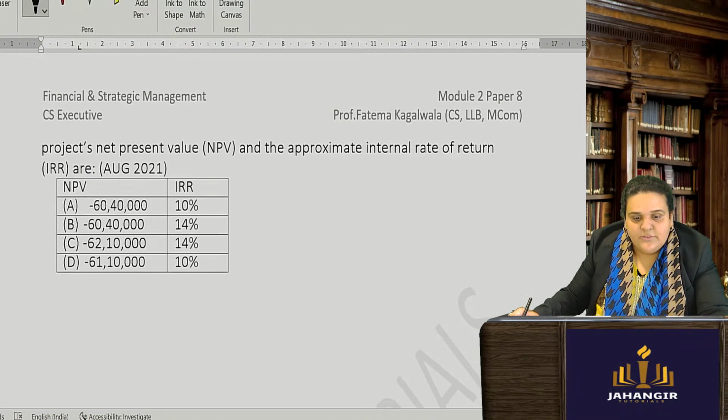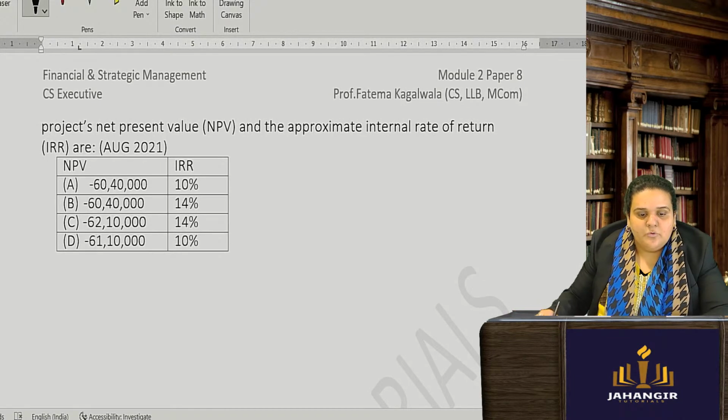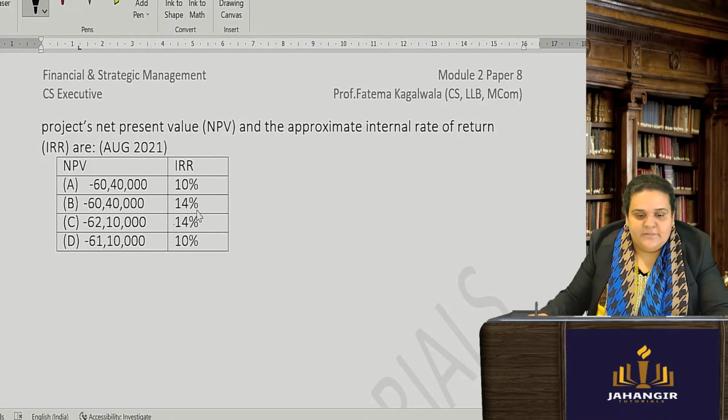If you see the answers which they have given, A, B, C, D, my NPV comes to minus 60 lakh 40,000 at 14%. So IRR cannot be 14% because NPV is coming negative. That means IRR has to fall below 14%. So IRR should be 10%. So the option is A, because in the rest two, the NPV is not the correct one.